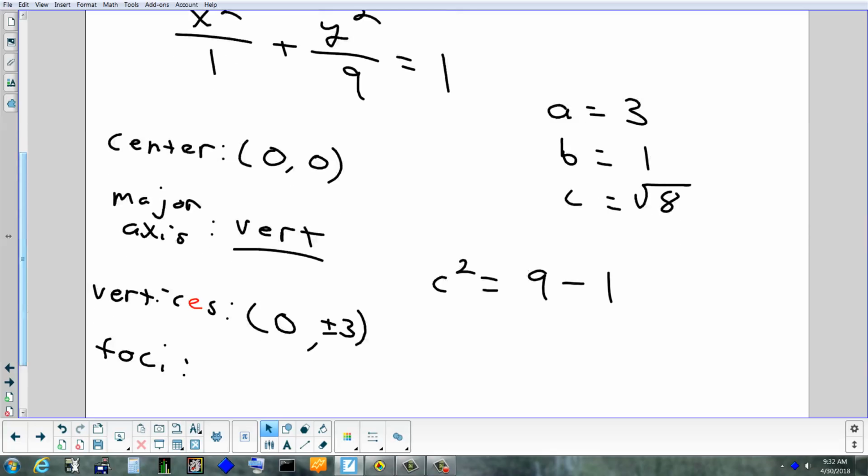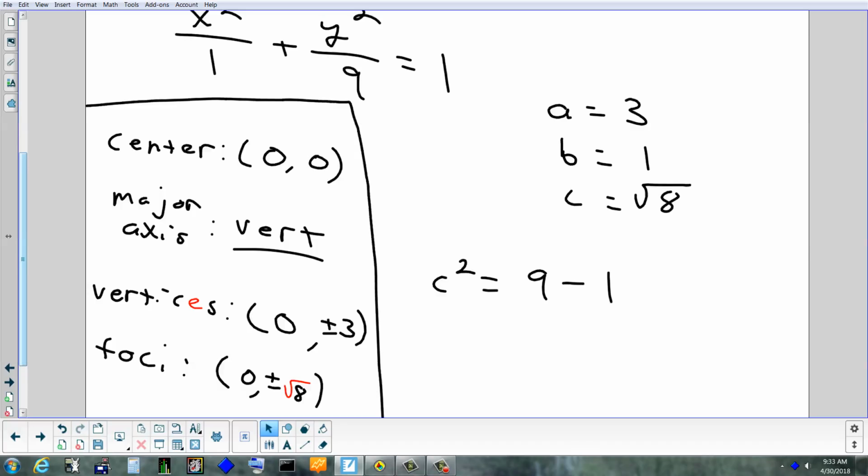And Dylan, my foci? 0, -square root of 8, and then 0, positive square root of 8. Yep. Now, if you were actually graphing the foci, you'd probably want the decimal for square root of 8. But to just write it down, that's fine. Questions on how we got that?